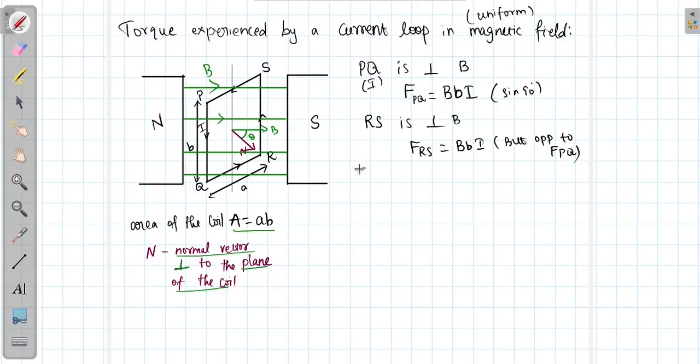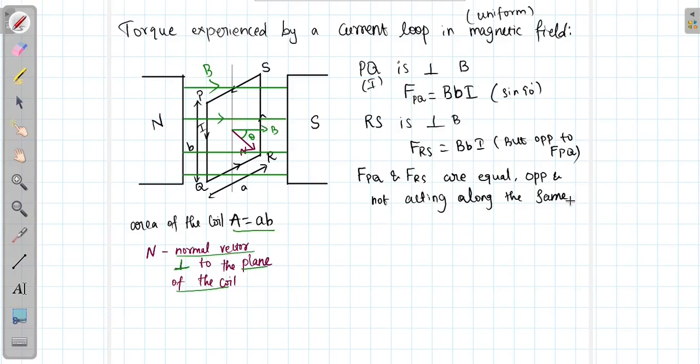But one thing, FPQ and FRS are equal, opposite, and not acting along the same line. It means they produce torque. Not acting along the same line, hence they produce a torque.